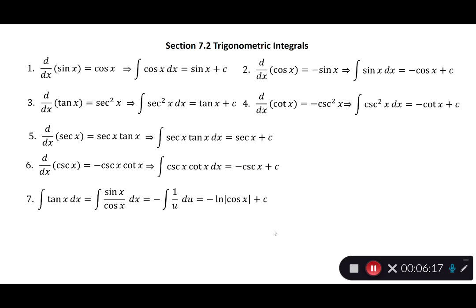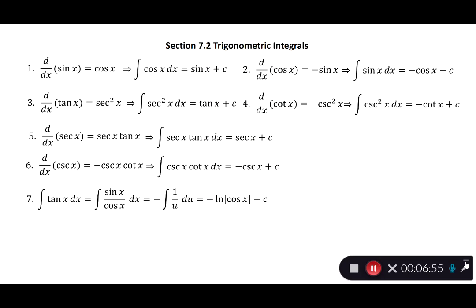We had to say, aha, first let's write tangent x as sine x over cosine x, and then plug in u equals cosine x. Then du is negative sine x dx, and so that becomes negative integral of 1 over u du, which is negative natural log of absolute value of u plus c. We did all of this. But it's a good idea to go ahead and memorize this: the integral of tangent x dx is negative natural log of absolute value of cosine x plus c. Cool?